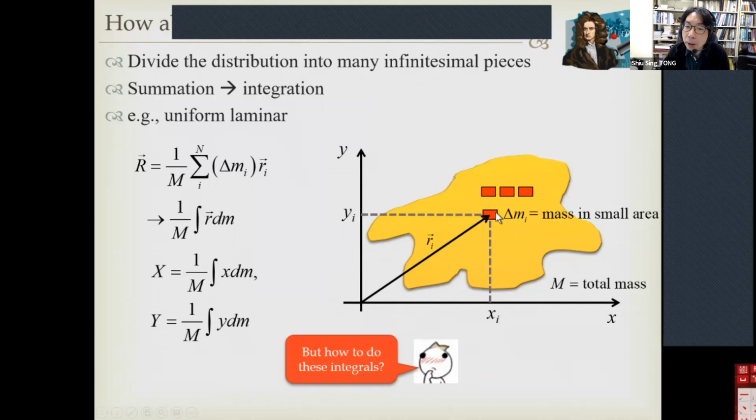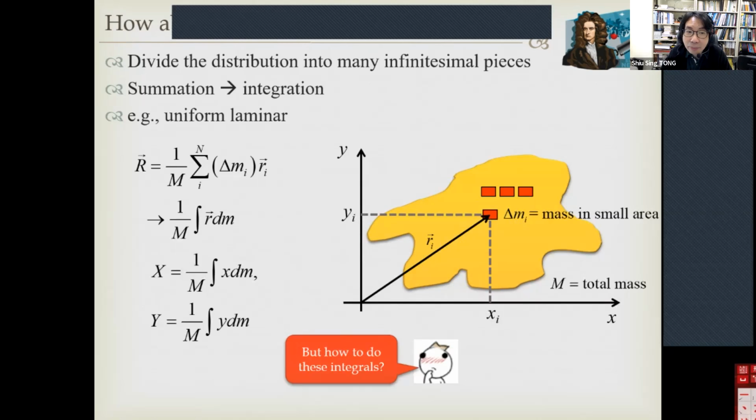The position of the ith piece relative to the origin is described by the position vector Ri. Of course, Ri has two components in Cartesian coordinates in two dimensions. The x component is xi, the y component is yi. So Ri defines the position of the ith mass.